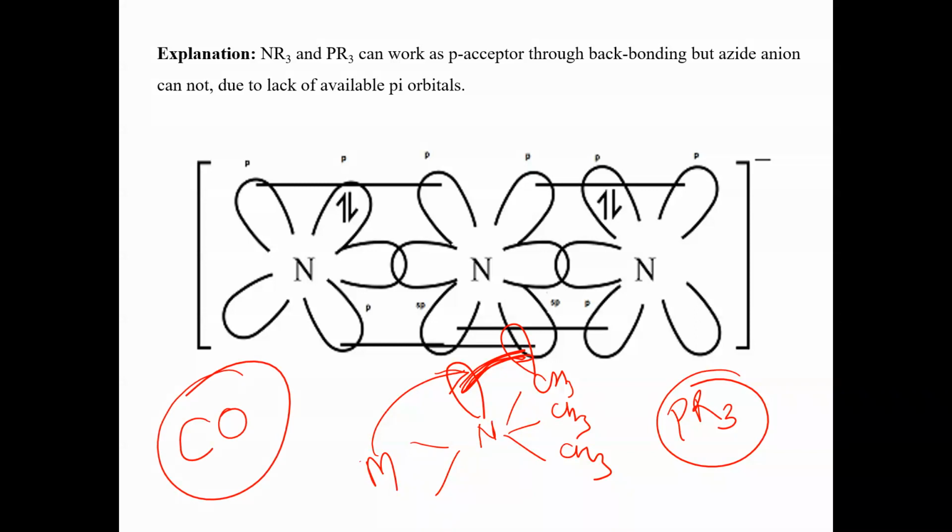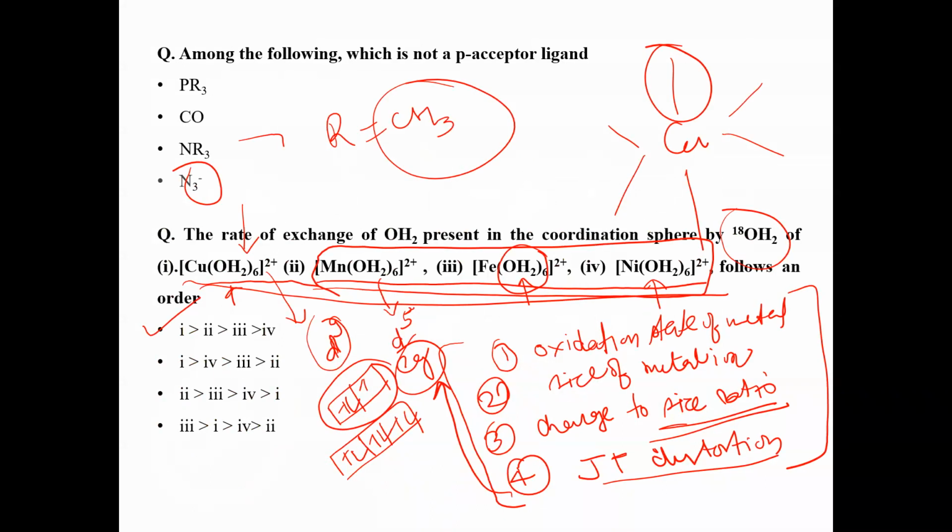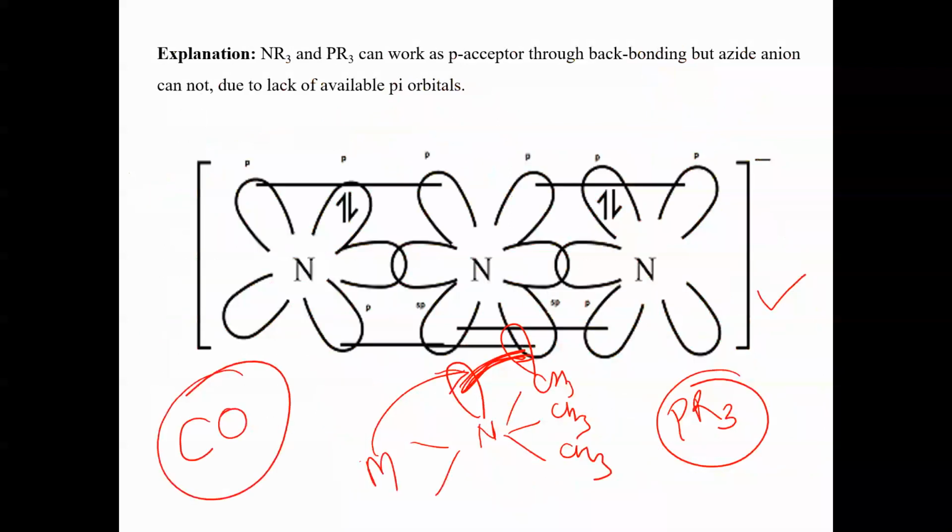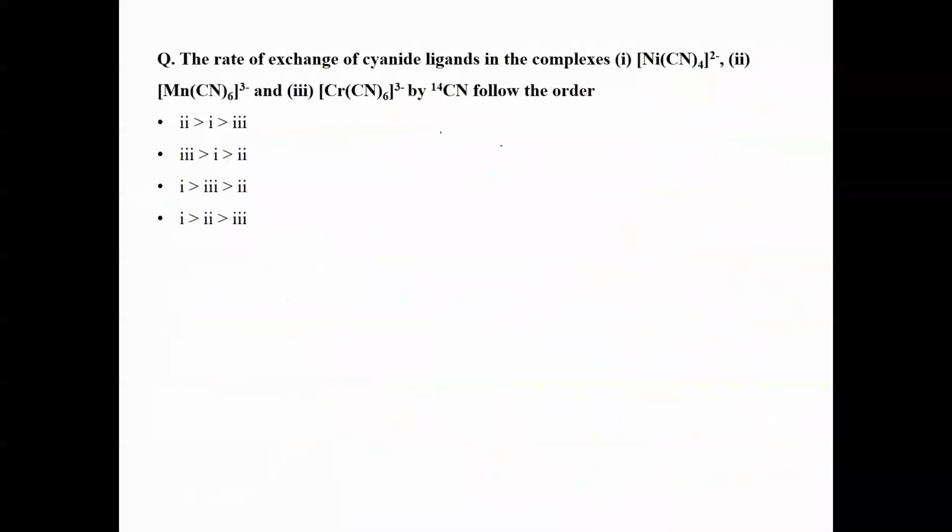But if I discuss N3 negative, it is basically a linear molecule containing sp hybridization. So it already has a very high electron charge density. So why would it accept the pi electrons from the metal? So that's why it cannot work as a pi acceptor ligand. So the fourth one is the right answer for this. Okay, so the next is the last of this session.